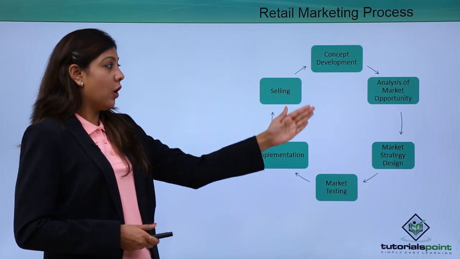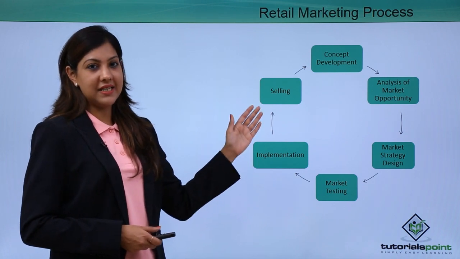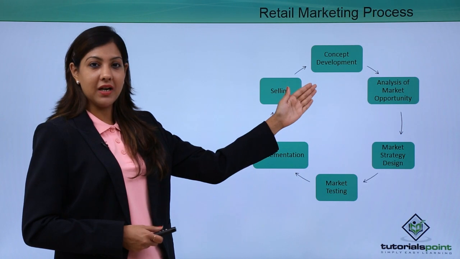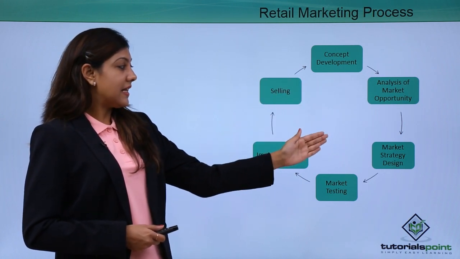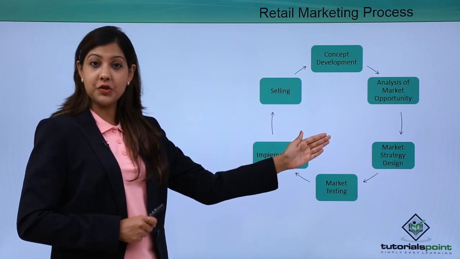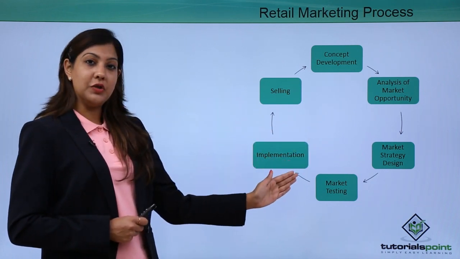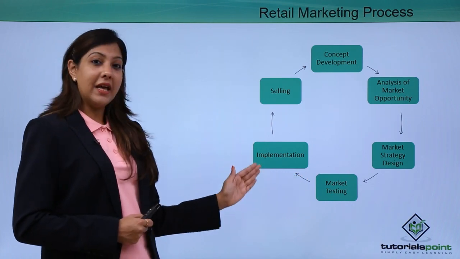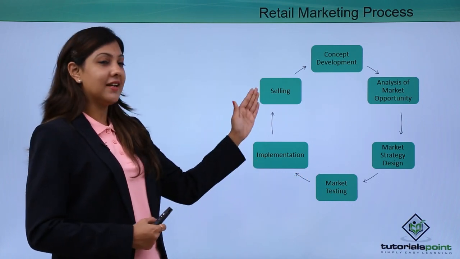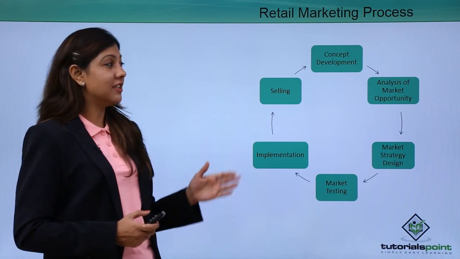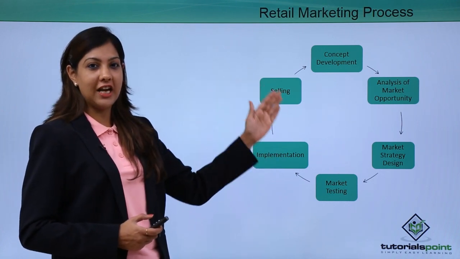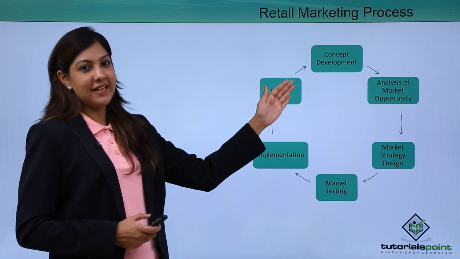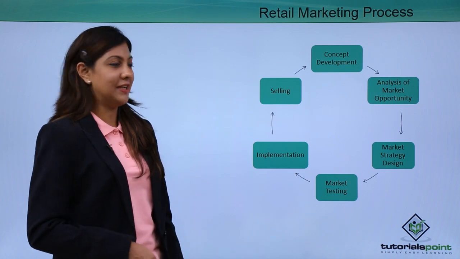Well, this is the chain of sequence how a marketing has to be designed. It starts with concept development, analysis of the market opportunity, understanding the marketing strategy and designing the strategy accordingly. You then market test your product, so testing is a very important part. You then implement your testing and finally you sell your products. So this entire chain of commands or chain of reactions happens step by step. Let's start with concept development and then we will talk about each one of them in detail.